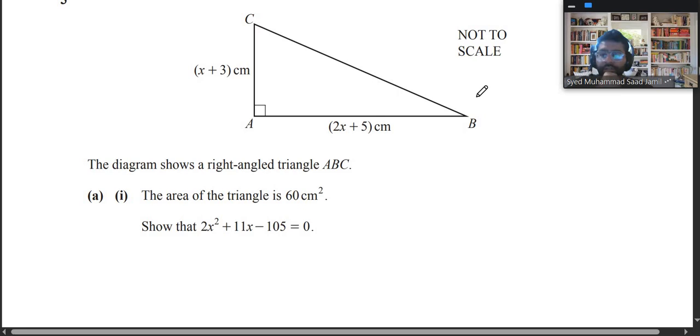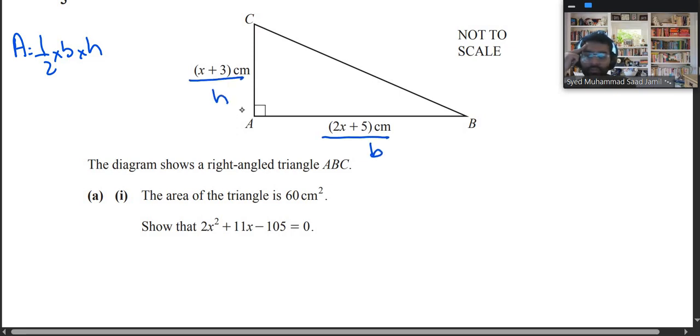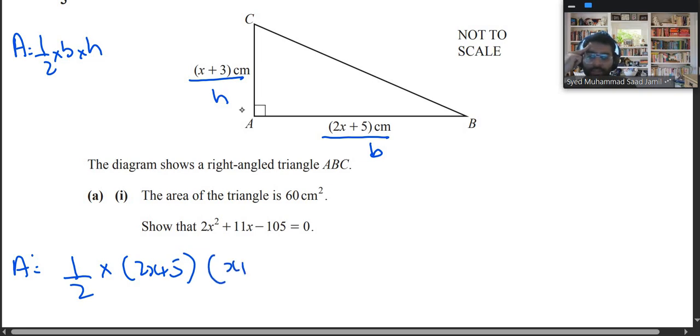Now it says the diagram shows a right angle triangle ABC. The area of the triangle is 60. Show that this equation holds. So look, the formula for the area of a triangle is half into base into height. This is the base, this is the height. So you will say area is equal to half multiplied by base, which is 2x plus 5, multiplied by height, which is x plus 3.